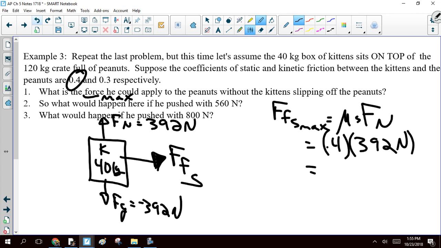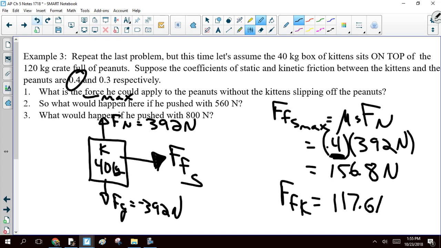Multiply, and you get a number that I've written on this piece of paper over here that you can't see. There it is. It is 156.8 newtons. And while we're at it, we might as well find our kinetic friction because it seems like that might be a thing we need later. So you're just going to use 0.3 instead of 0.4. If you find that, you end up getting 117.6 newtons.